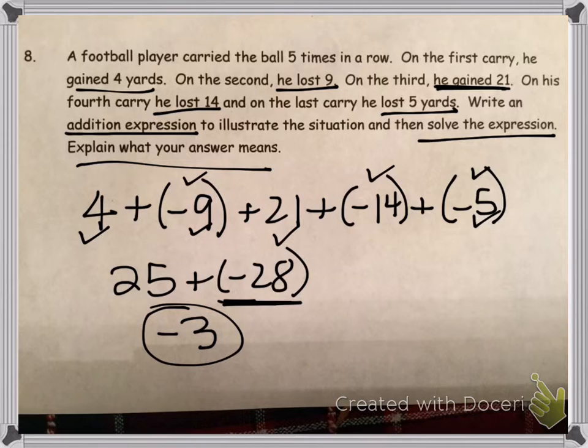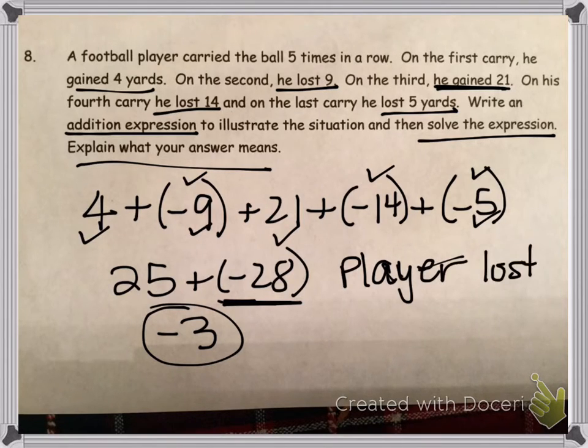Well, what does that answer mean? This means that the player lost 3 yards. And I'm sorry, the writing's a little glitchy here tonight. Player lost 3 yards. So it's very important we answered everything the question was asking. So use this to help you with the actual question number 8, and hopefully you'll do a great job on this take-home.